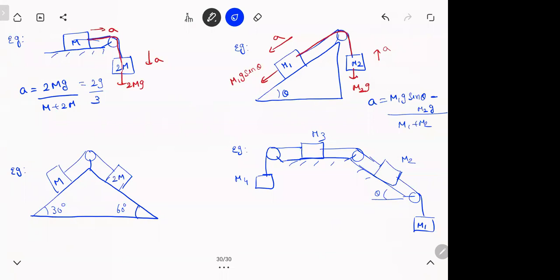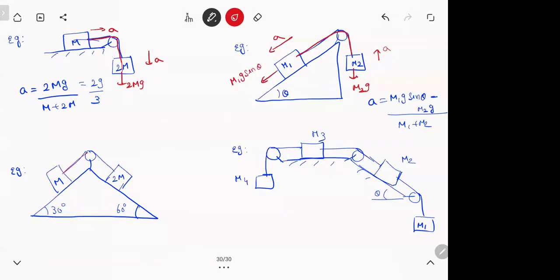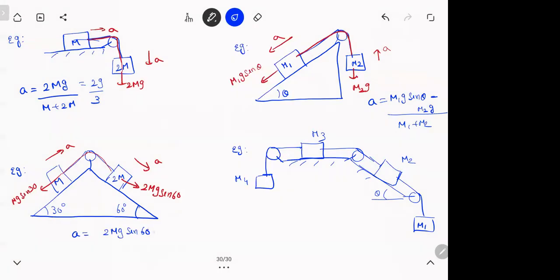See the third one. Along the string, na? So the component pulling is 2 mg sin 60. That is what is dragging you down. This one is mg sin 30. Here you can clearly see 2 mg sin 60 is greater than this, so it will go this way. So here the acceleration will be 2 mg sin 60 minus mg sin 30.